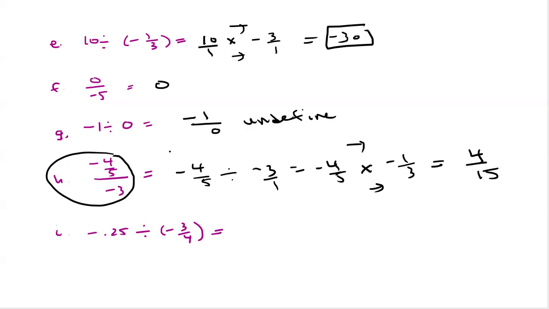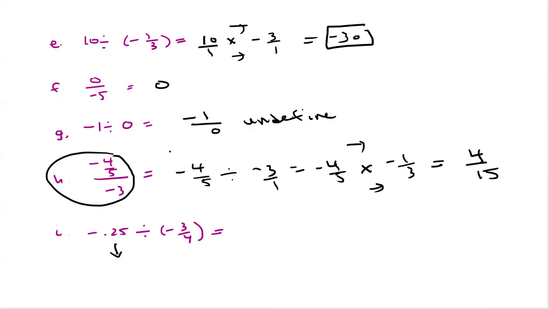All right, so for this one here, we've got -0.25 divided by -3/4. All right, so first of all, let's address the negatives. Two negatives are going to give us a positive, right? So whether it's being multiplied or divided, two negatives is going to give us a positive. All right, so our answer should be positive.